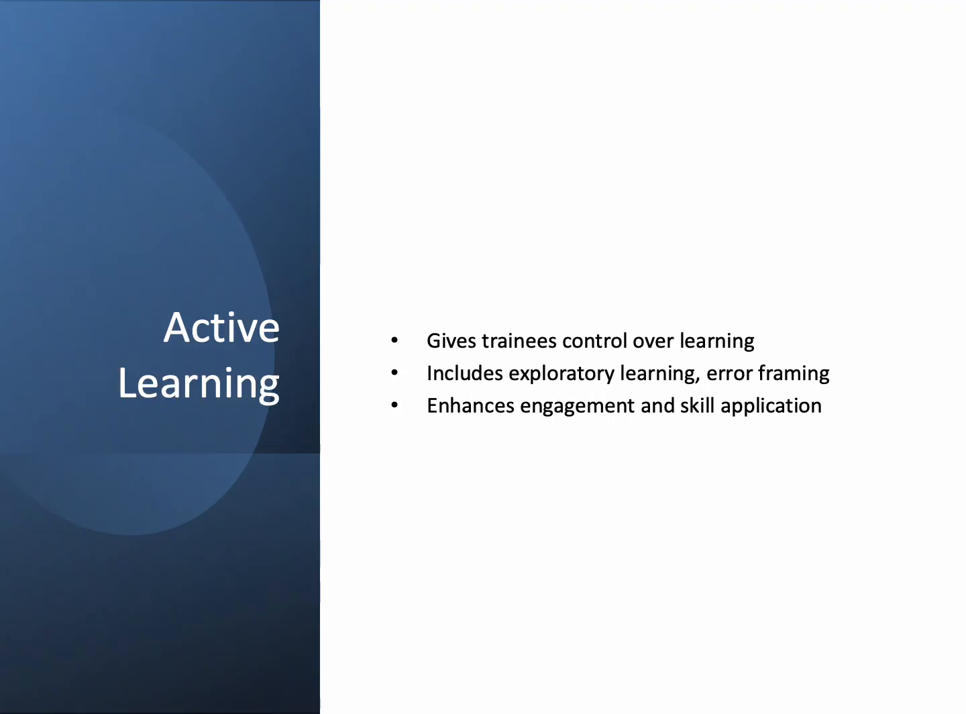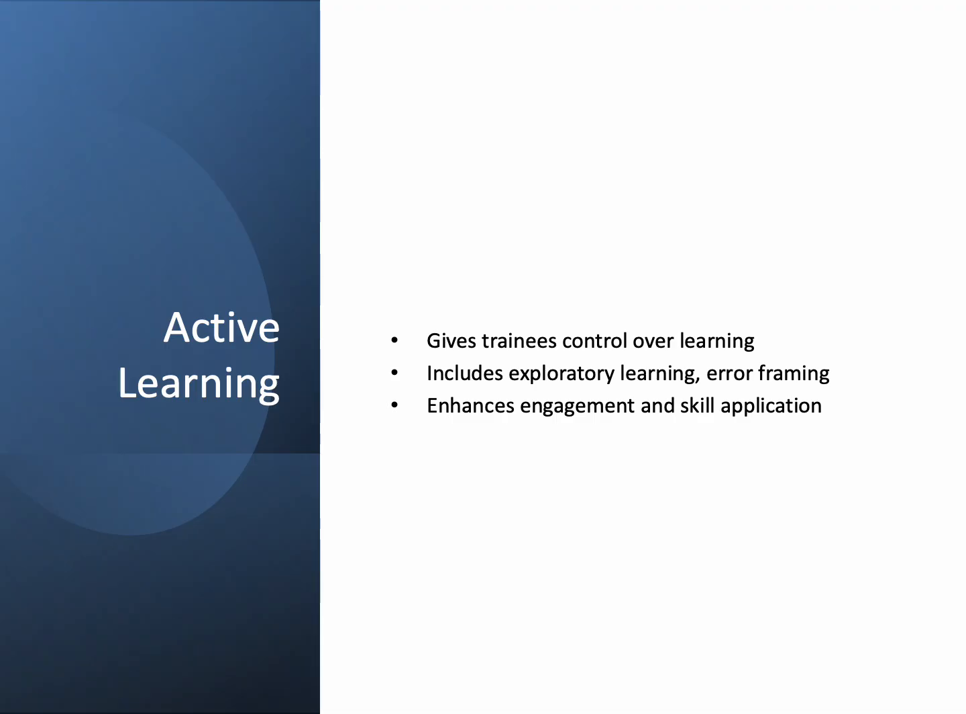Active learning gives trainees control over their learning through design elements like exploratory learning, error framing, and emotion control. Exploratory learning encourages discovery, while error framing views mistakes as learning opportunities. For example, a customer service training might use role plays to explore scenarios and learn from errors. These elements enhance engagement and skill application.